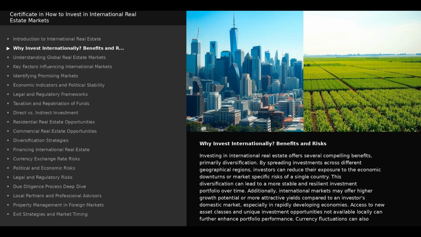Additionally, international markets may offer higher growth potential or more attractive yields compared to an investor's domestic market, especially in rapidly developing economies. Access to new asset classes and unique investment opportunities not available locally can further enhance portfolio performance. Currency fluctuations can also present opportunities for additional gains, though they also introduce risk. Ultimately, it provides a broader playing field for capital deployment.